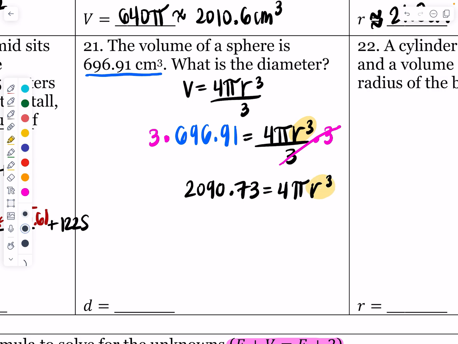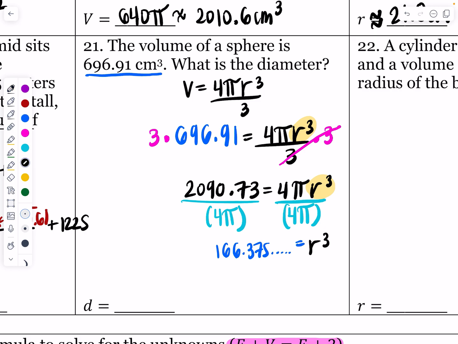So again, we want to get r cubed by itself, so we need to get rid of the 4 pi. What's the opposite of times 4 pi? We're going to divide by 4 pi, but since I'm dividing by more than one thing, make sure you put it in parentheses. That is a step a lot of people miss. 2090.73 divided by parentheses 4 pi. If you don't want to do parentheses, you could always divide by 4 and then divide by pi. That's going to give me 166.375 dot, dot, dot. That is what r cubed is equal to. We want to find r, so that's going to be the cube root of that. So you're going to take the cube root of it, using the third root function.